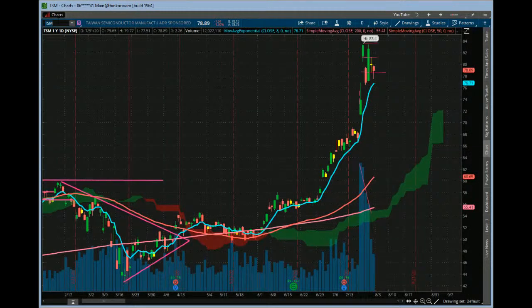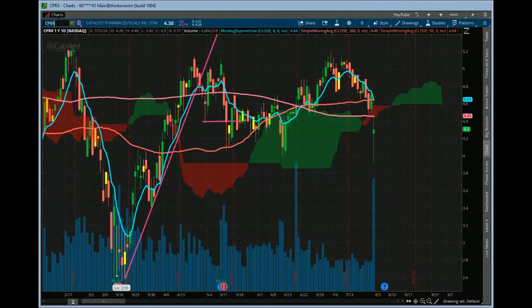TSM, an inside day down, but it held, so it might try to work its way back up off of that one. CPRX, a penny stock right there, but it's holding this prior congestion zone off this doji. Let's see if we can reverse out the huge volume on that big range on Friday.